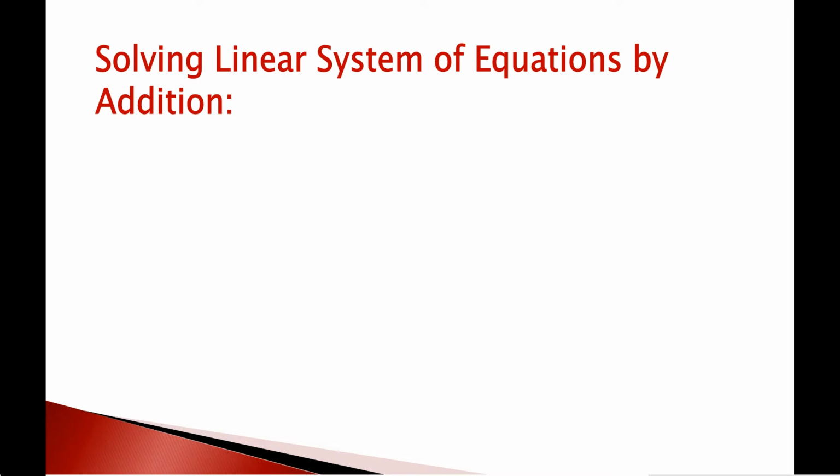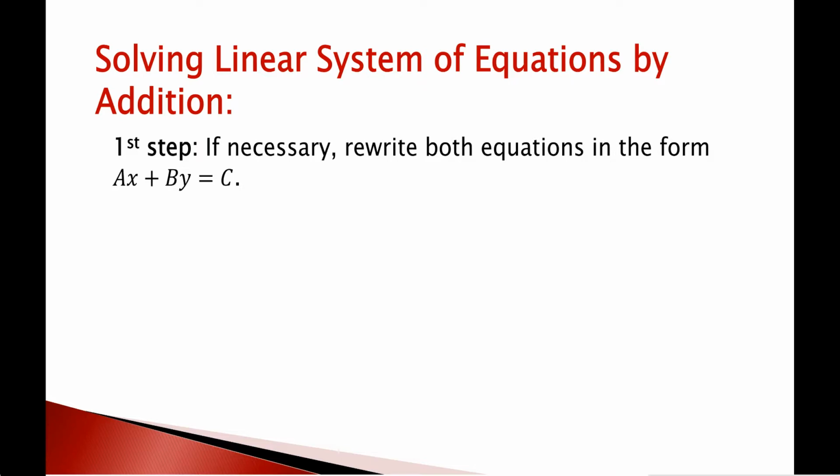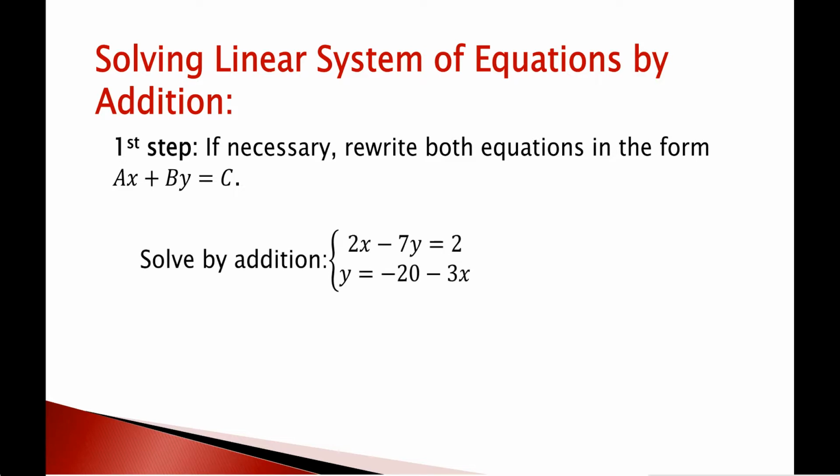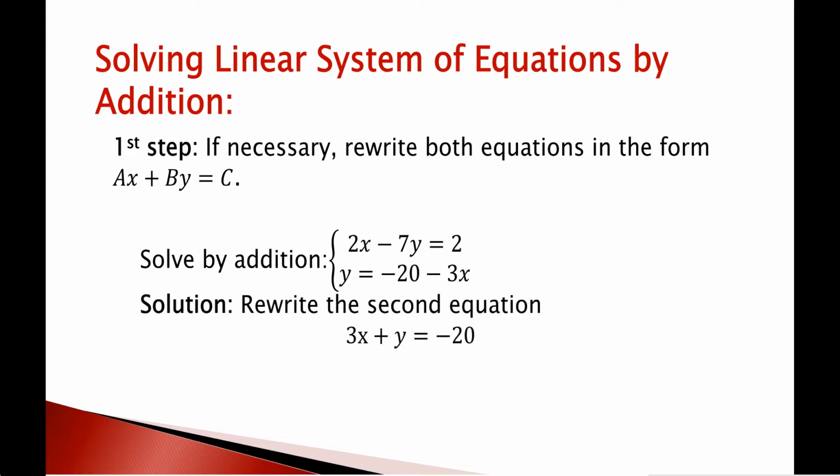Now we are going to learn how to solve a linear system of equations by addition. First step, if necessary, rewrite both equations in the form ax plus by equals c. For example, if we are interested to solve this system of equations by addition, our first equation is 2x minus 7y equals 2, which is already in the form ax plus by equals c. Now our second equation, y equals negative 20 minus 3x, we need to rewrite since it is not in the form ax plus by equals c. After rewriting, we find 3x plus y equals negative 20. We just shift negative 3x from the right hand side to the left hand side.